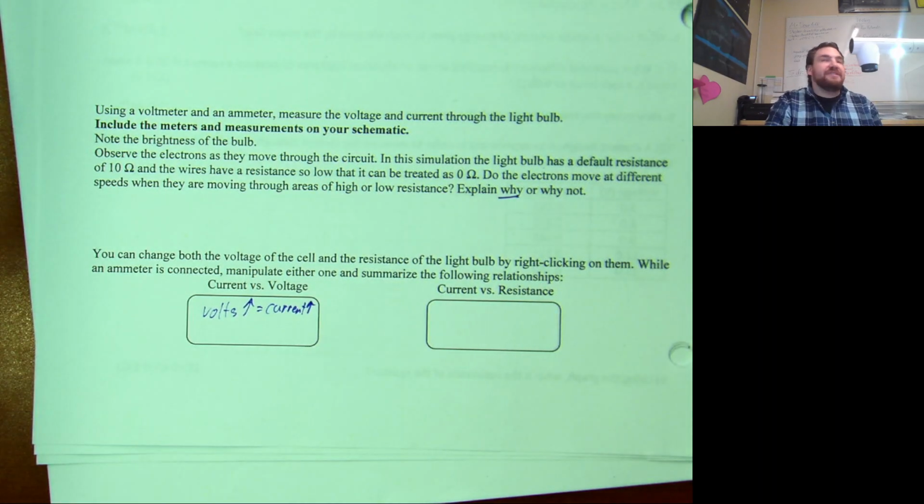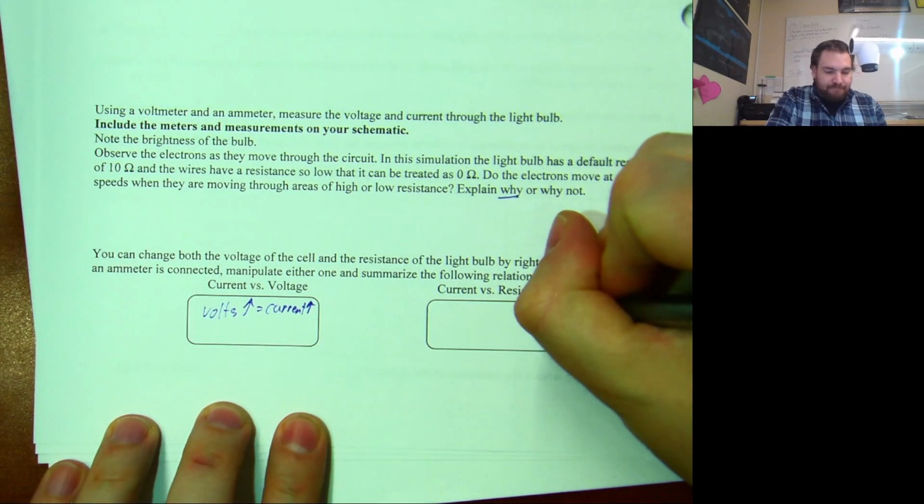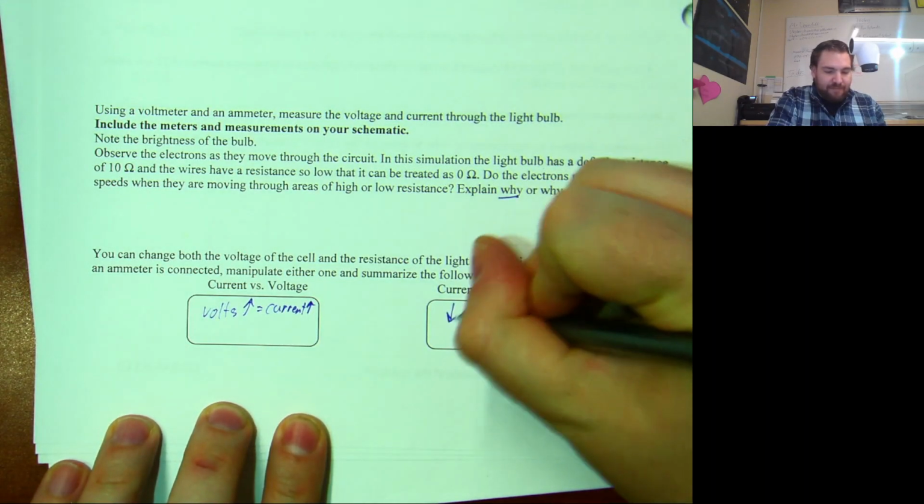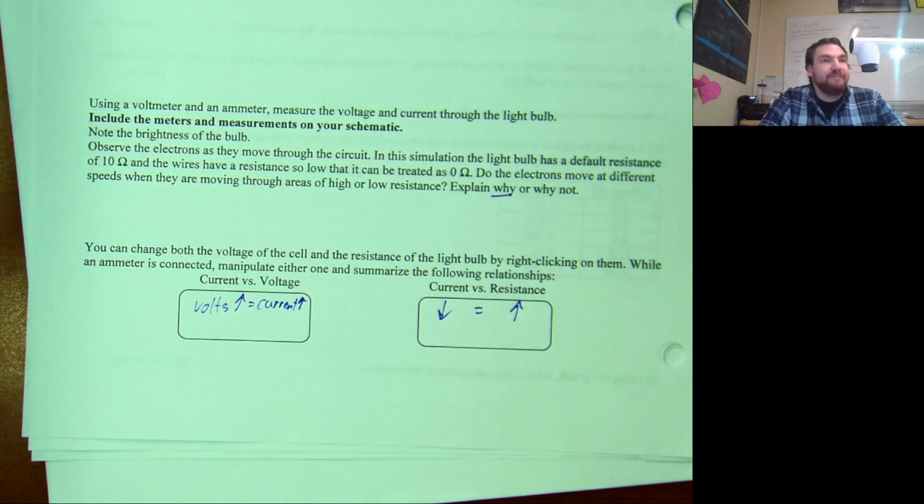How about current and resistance? What did you guys find there? The higher the resistance, the less current. Current goes down, or sorry, as resistance goes down, current goes up. Or as resistance goes up, current goes down. So they have what's called an inverse relationship with each other. Okay, and then we moved on.